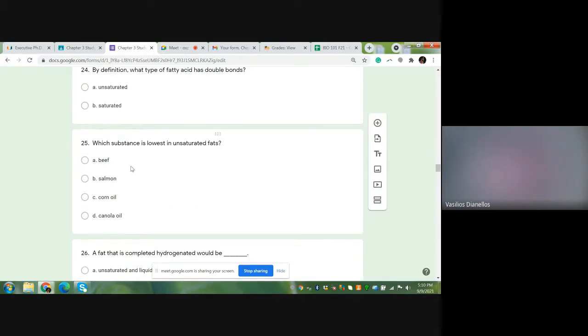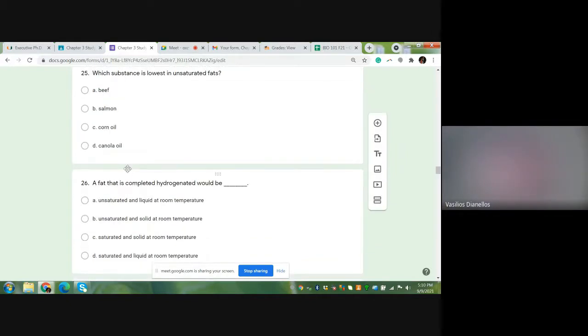25, I won't ask you this probably, but again, this is kind of like one of these things is not like the other thing, sort of. What is the lowest in unsaturated fats? So basically you could say, what is the highest in saturated fats? And the answer is beef, because remember, I told you should associate animals with saturated fats. And then I did give the exception of fish, right? And salmon is a fish, therefore it is the exception. So any questions about number 25?